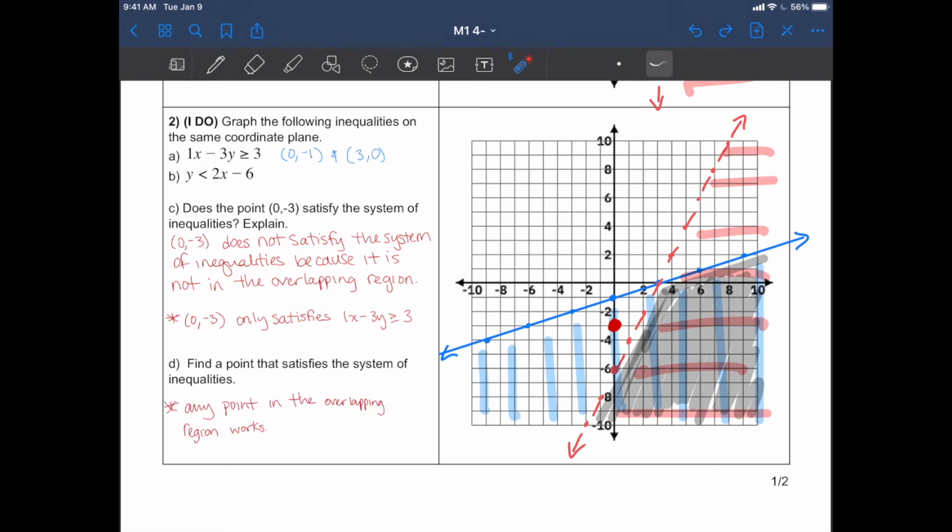So for example, any point in that overlapping region works. So 6, -2, which is right here, that works because it's in the overlapping region. 8, 0 works. 10, -10 works. And I can even do like 20, -20. It will be way out there, but I don't really have that much space to show you that, but even that will be a solution.